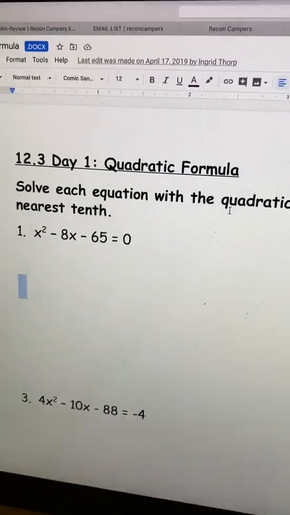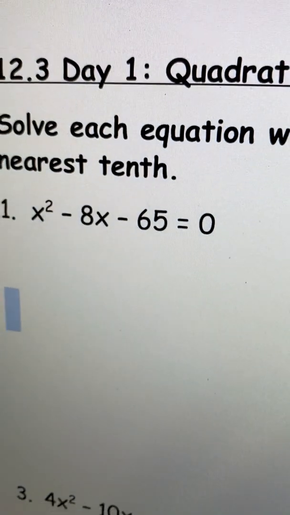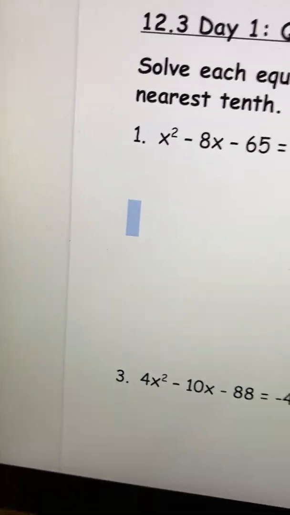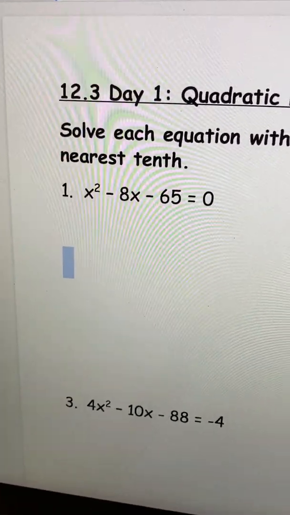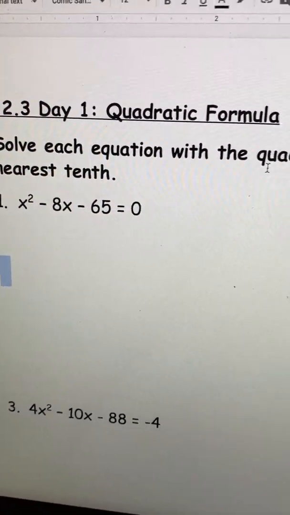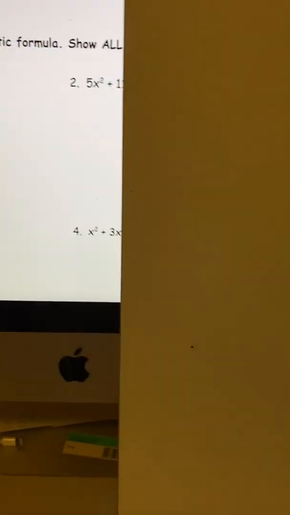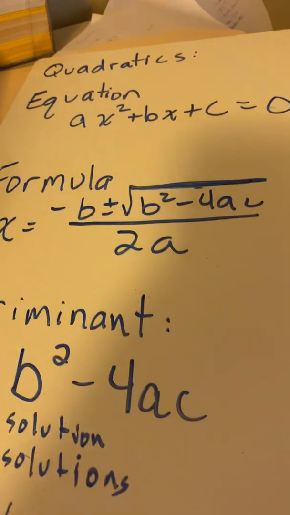All right, we're going to work with the quadratic formula. I'm going to do number one pretty quick for you. x squared minus 8x minus 65 is equal to 0. We're going to use the quadratic formula.